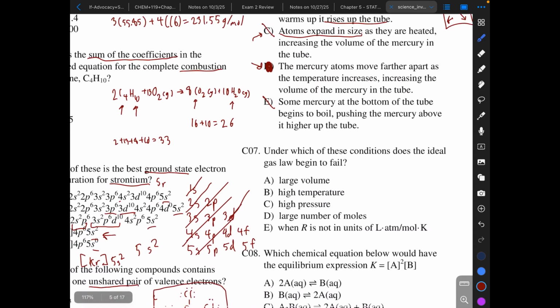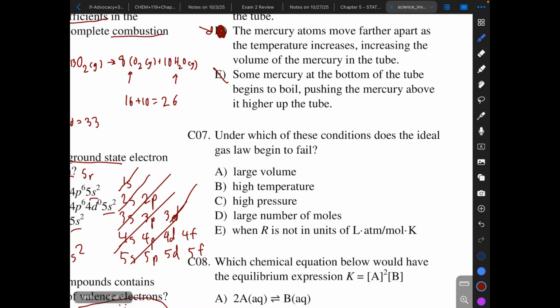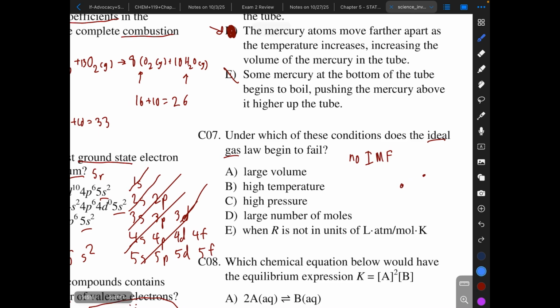For number 7, we're asked to find under which condition the ideal gas law begins to fail. To first get started, we have to know what an ideal gas is. An ideal gas is any gas with no intermolecular force, which is basically a force of temporary attractions between two atoms. We don't want any of those.